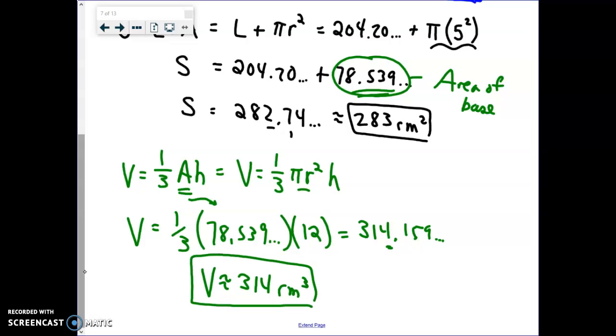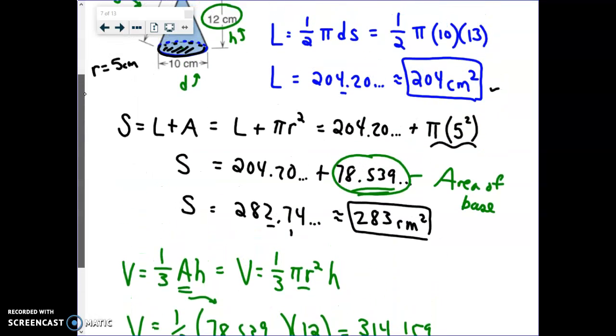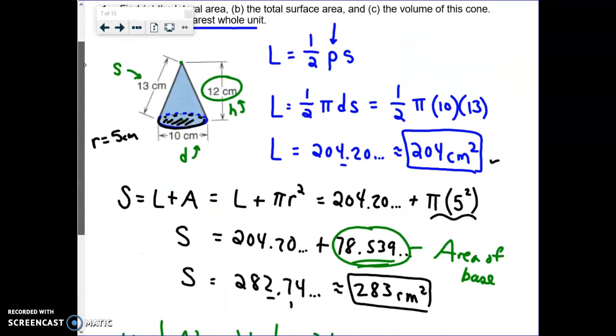And that's really the only example I'm going to do of a cone. It's not too difficult, I don't think. If you need me to do another example or something, just give me a yell, email me, and I can send you something else. Or if you're having troubles, email me, text me, call me, and we can work through it. But that's how you find the surface area, lateral area, and volume of a cone.